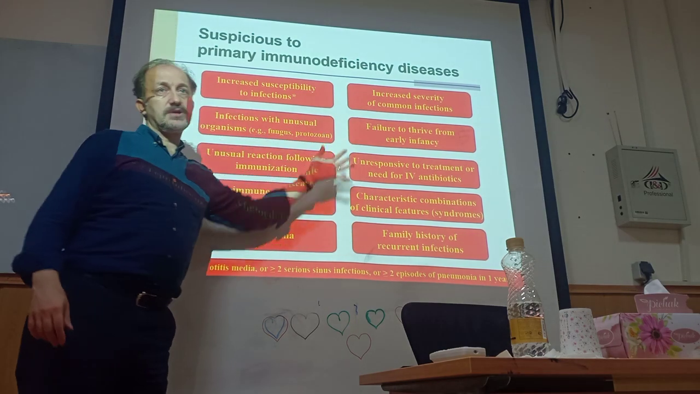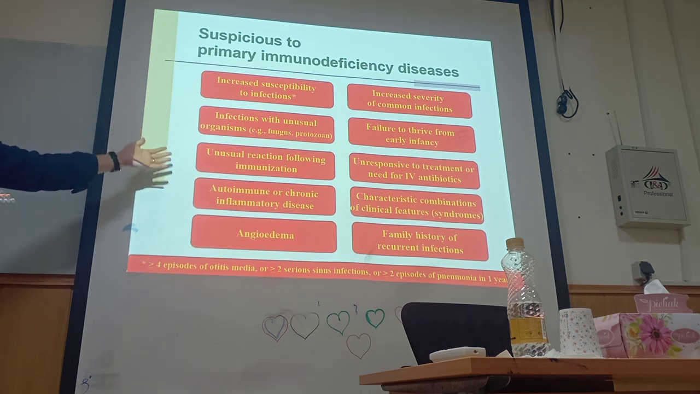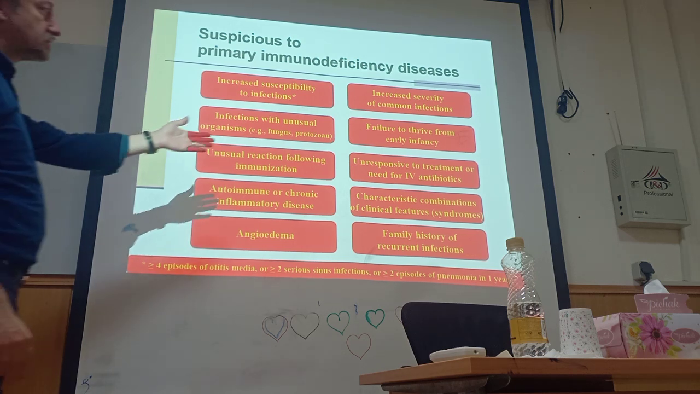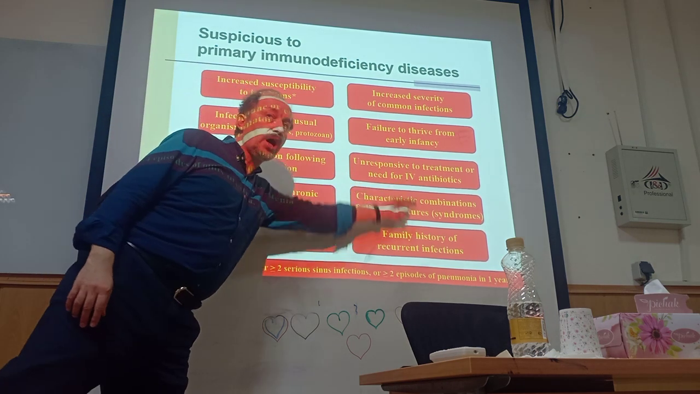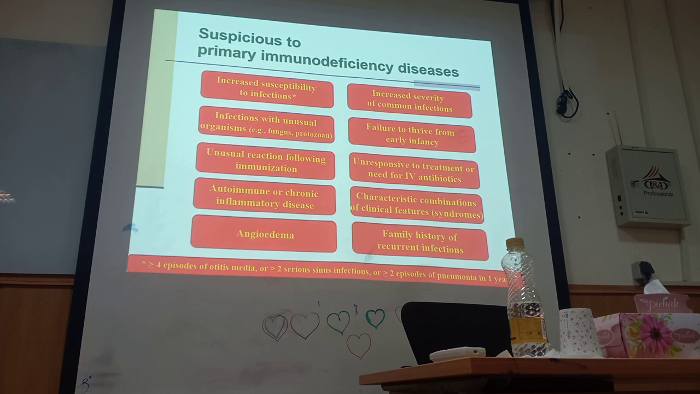FTT, the children that cannot grow well despite good nutrition. So we should think about immunodeficiency. Unusual response to vaccination: all the kids receive some vaccination like OPV, polio vaccine, and then some of them get poliomyelitis, or get the BCG vaccine and it leads to lymphadenopathy, BCGitis. So it's a sign of immunodeficiency. Unresponsive to oral antibiotics and need for IV antibiotics, intravenous antibiotics, is again a sign of immunodeficiency.